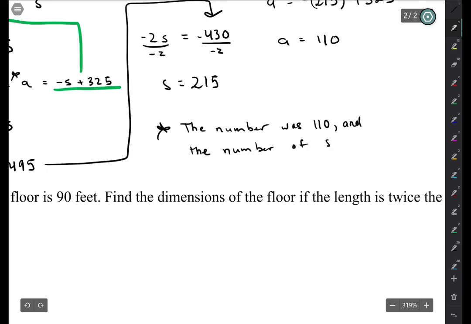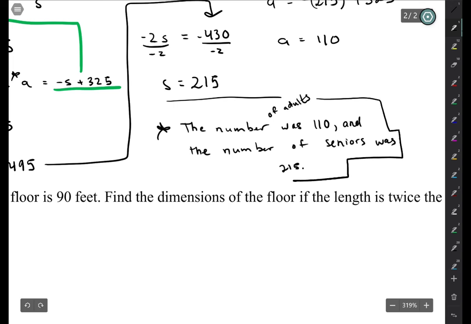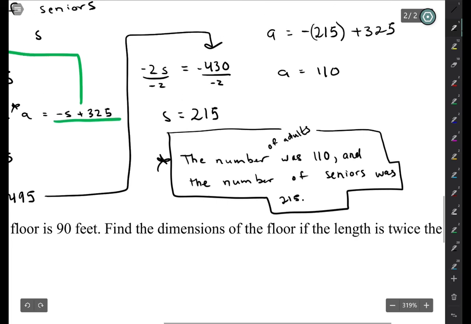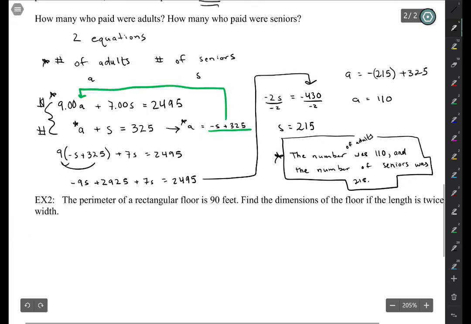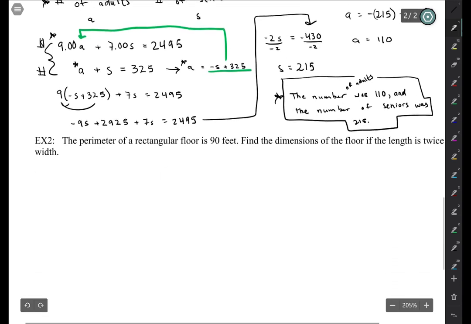Forgot to include adults there. Something like that is what I would like you to express your answer like. Okay? Again, setting up the equations is the challenge. Definitely practice these when it comes to it.